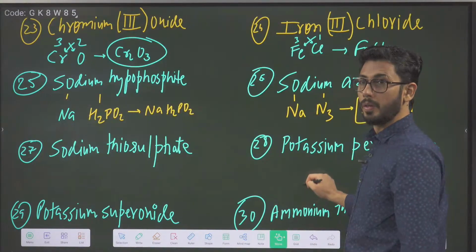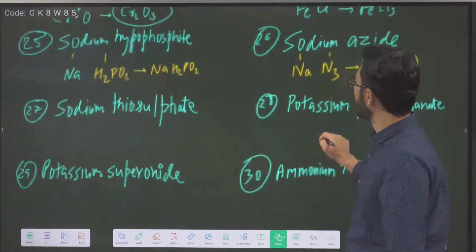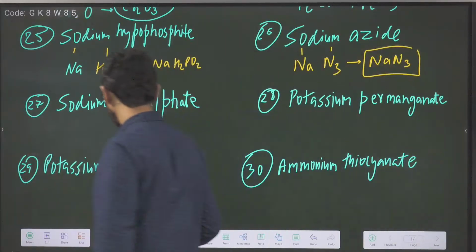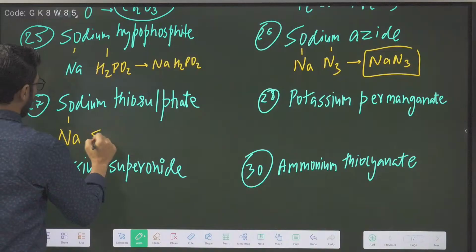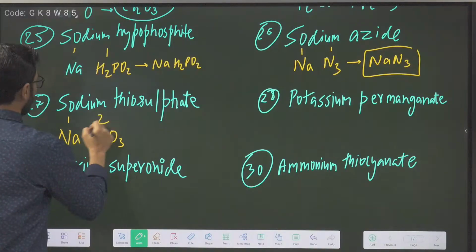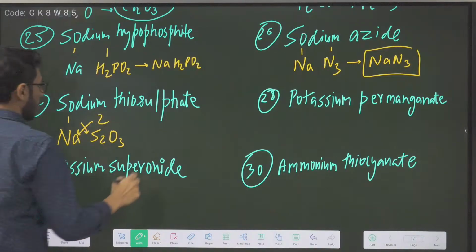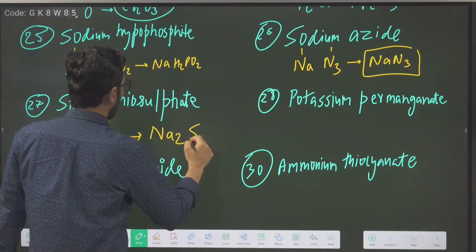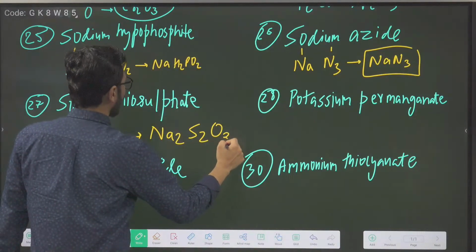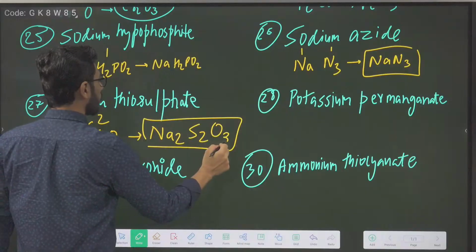Take next one, sodium thiosulfate. Na plus 1, thiosulfate S2O3 2 minus. Criss-cross. Final answer is Na2S2O3. Sodium thiosulfate.